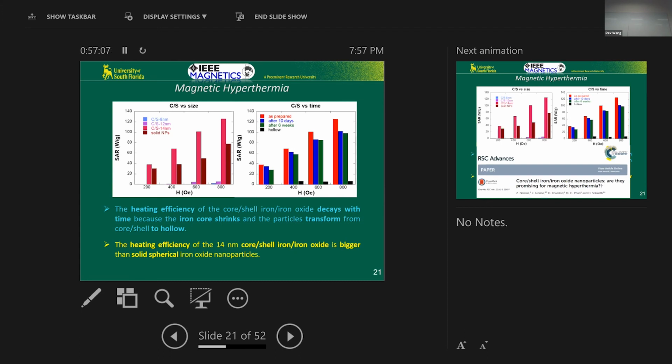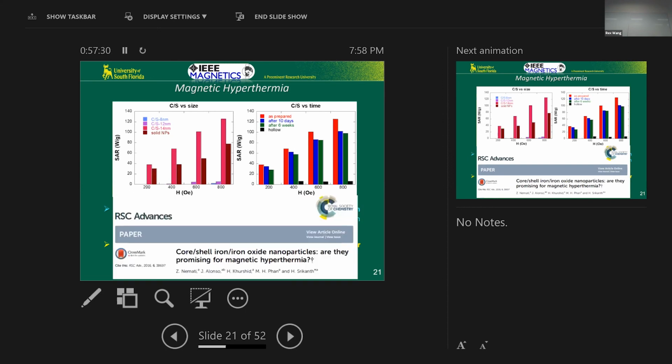But as a function of time, you see that it degrades. So when it becomes completely hollow, and that could be days or weeks, you don't have a handle on this time scale. So eventually the SAR goes down, it doesn't heal at all. Okay? So we had to discard this, but we thought the core shell is the way to go. Because remember, in core shell, we can play around with the interfacial anisotropy.